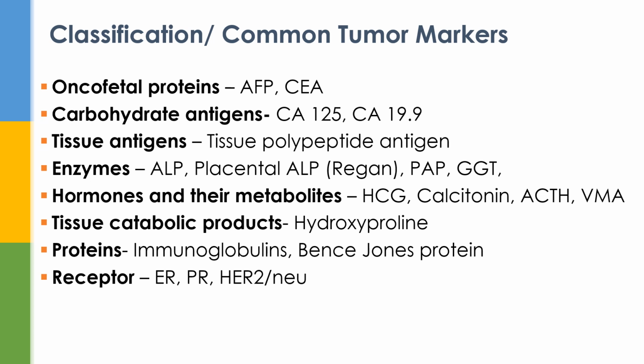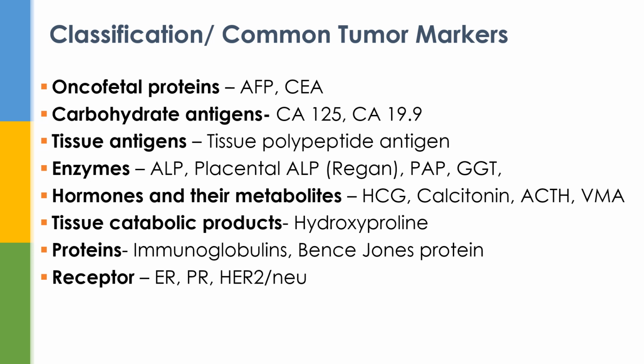Classification of tumor markers. They are classified based on their tissue of origin, or their chemical nature. So we have oncofetal proteins, for example AFP, CEA; carbohydrate antigens, CA125, CA19.9; tissue antigens; enzymes, which can act as an antigen, for example alkaline phosphatase, GGT. Hormones and their metabolites also can act as tumor markers, for example beta-HCG, calcitonin, ACTH.